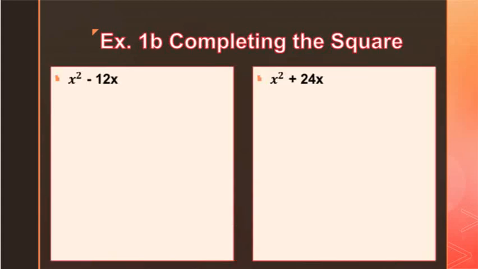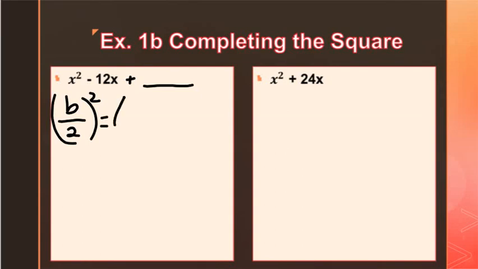So let's look at an example ourselves. So I have x squared minus 12x. We need to add a number here, complete the square. So I need to follow the format, b divided by 2 and squared. So if I substitute my numbers in, that would be a negative 12 divided by 2 squared. Negative 12 divided by 2 is negative 6. Negative 6 squared is a positive 36.